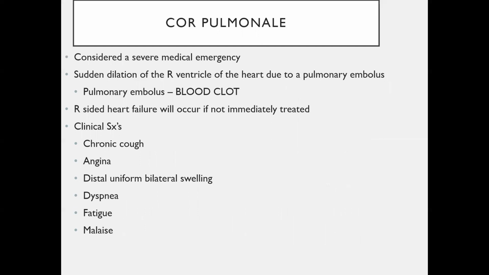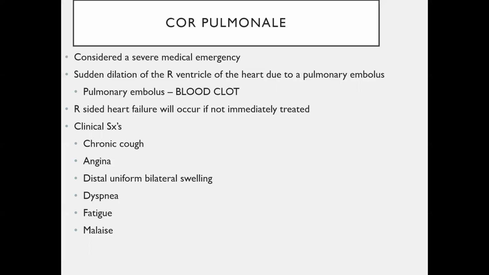Cor pulmonale. This is an important thing to know. It's considered a severe medical emergency. It is a sudden, extensive dilation of the right ventricle due to pulmonary embolus, meaning that the blood's starting to back up into the right atrium and the right ventricle. It's usually a blood clot in the lungs. Right-sided heart failure will occur almost immediately if not treated, right?